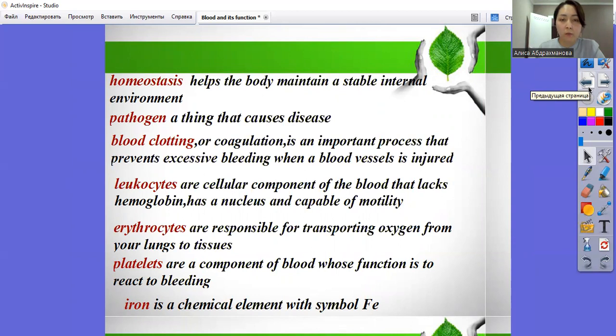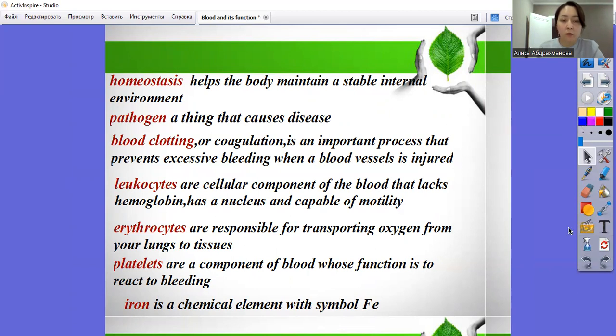Homeostasis helps the body maintain a stable internal environment. Homeostasis бұл ағзаның ішкі орта тұрақтылығын сақтайды. Pathogen, a thing that causes disease. Патогендер, яғни бұлар аурулардың қоздырғыштары. Blood clotting or coagulation is an important process that prevents excessive bleeding when a blood vessel is injured. Яғни қанның ұюы немесе коагуляция деп атаймыз. Яғни дене жарақаттанған кезде артық қанның ағып кетпеуіне себепші болады.